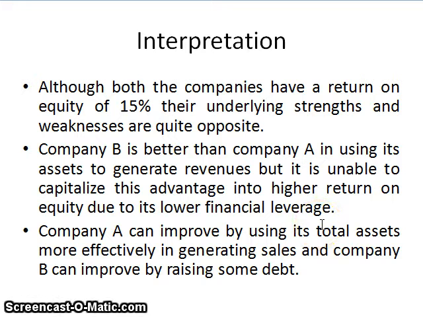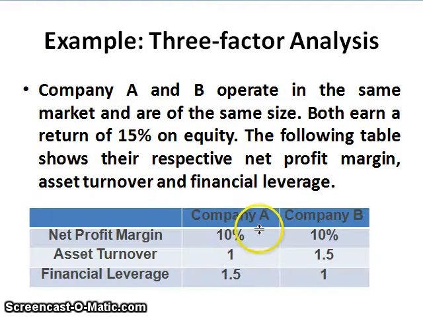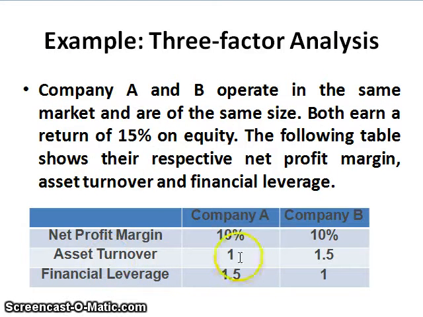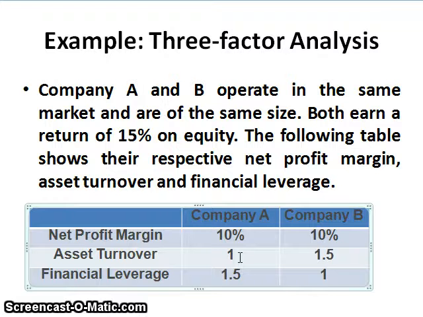Company A can improve by using its total assets more effectively in generating sales, and company B can improve by raising some debt. Company A's financial leverage is already 1.5, so it can bring up its return by using the total assets better. If they are able to increase the asset turnover ratio, then the return of company A will increase.